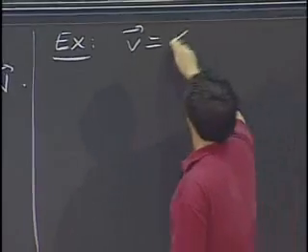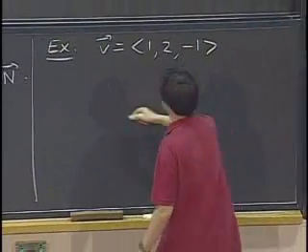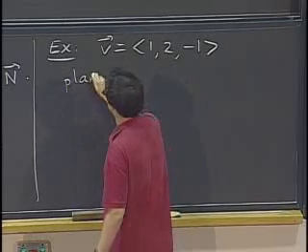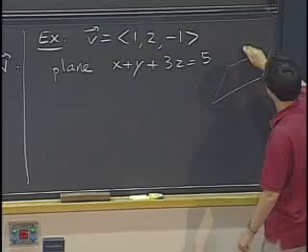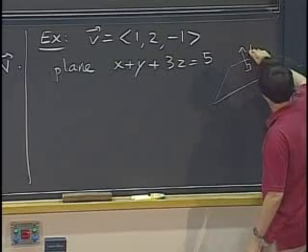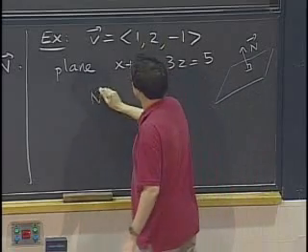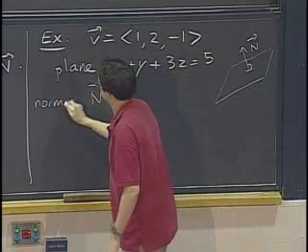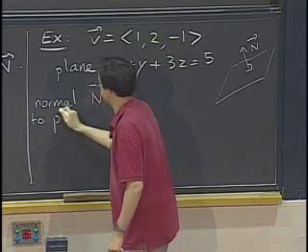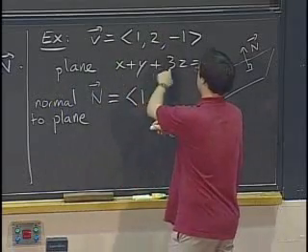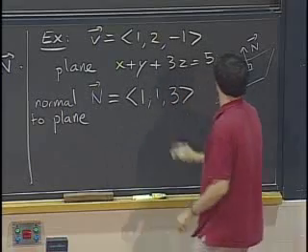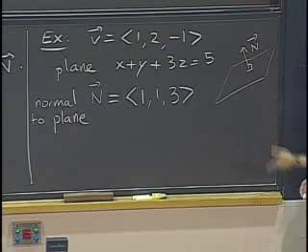Let's do the example. Say V is 1, 2, negative 1, and the plane is x plus y plus 3z equals 5. So let's just draw that plane anywhere. It doesn't really matter. Let's first get a normal vector out of it. To get a normal vector to the plane, I will take the coefficients of x, y, and z. So that's 1, 1, 3. Okay, so 1, 1, 3 is perpendicular to the plane.